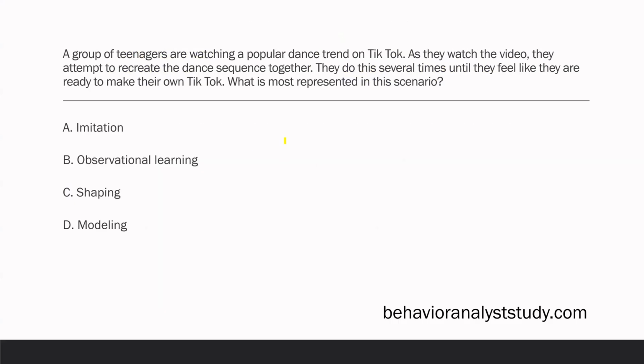A group of teenagers are watching a popular dance trend on TikTok. As they watch the video, they attempt to recreate the dance sequence together. They do this several times until they feel they are ready to make their own TikTok. What is most represented in this scenario?